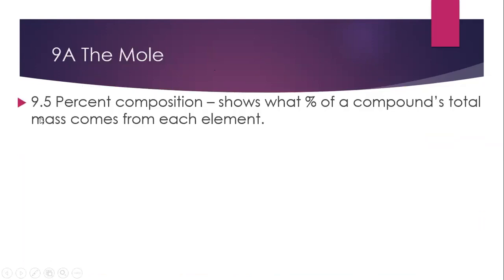Okay, so we're back to 9.5, percent composition. It shows what percent of a compound's total mass comes from each element. So we looked at the water example. In your book, there's a problem, 230 problem. I believe it should be on your 9A notes, okay?